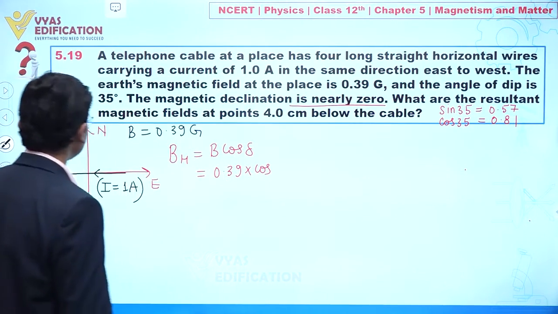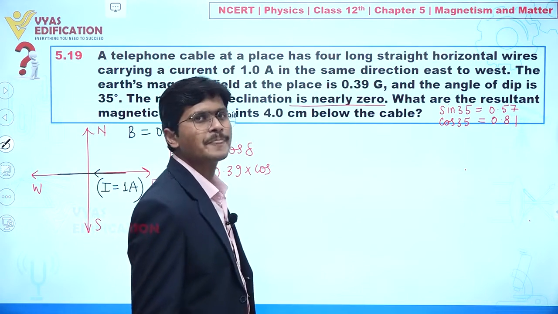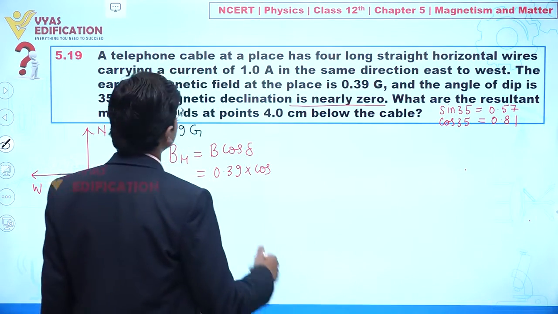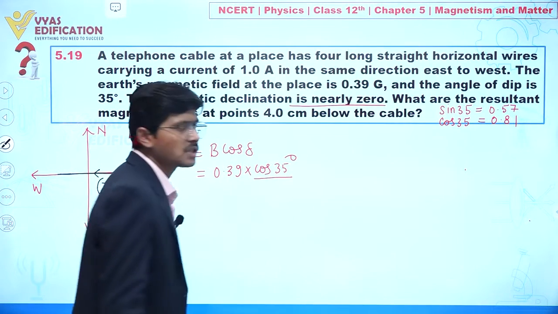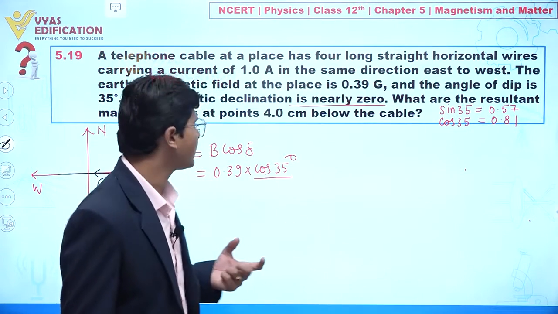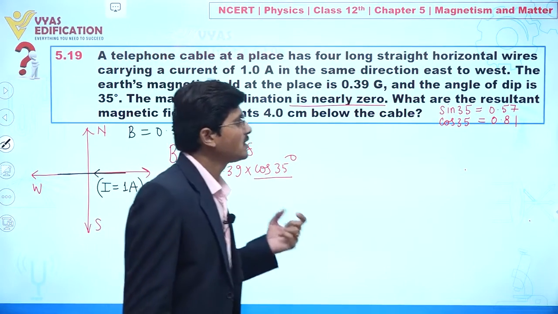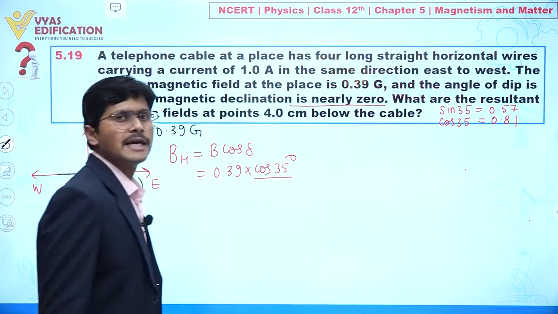So now we can see cos del, where del is the angle of dip. The angle of dip is given as 35 degree. Now we don't know the value of cos 35. Whenever this type of question comes in any examination, this value will definitely be given to you. That's why I am also providing this value. It is equal to 0.81.